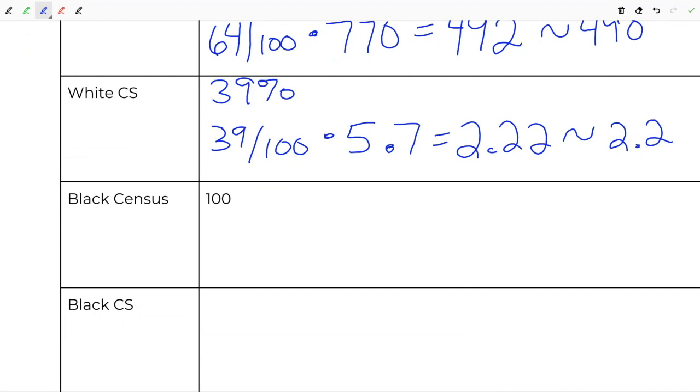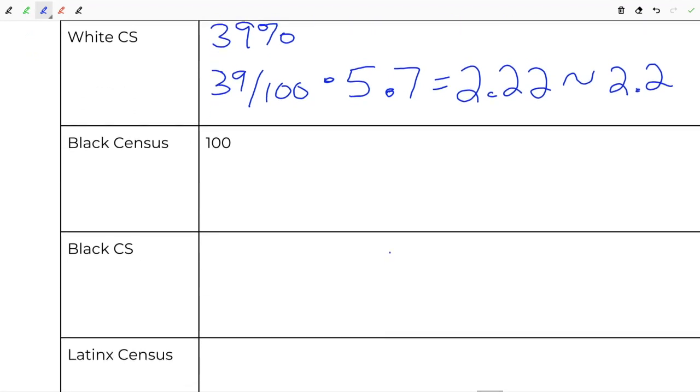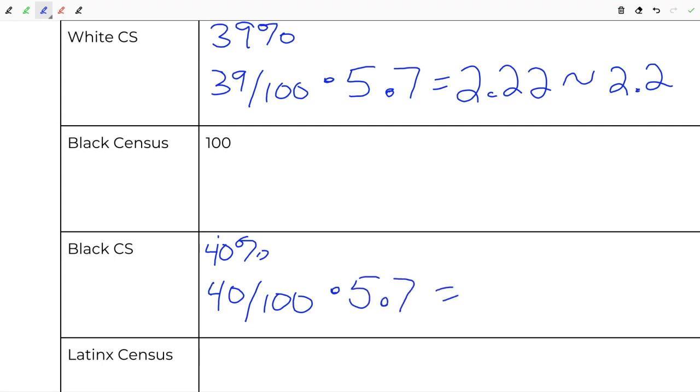We don't need to answer how many Black people are in the census or on our lawn, because we've already handled that. So of the people on our lawn, how many are Black and in the correctional system? That would be 40% of the people on our lawn that have already been separated out into the criminal justice system. So this is 40 out of 100 times 5.7, which gives us 2.28, and that turns into 2.3.